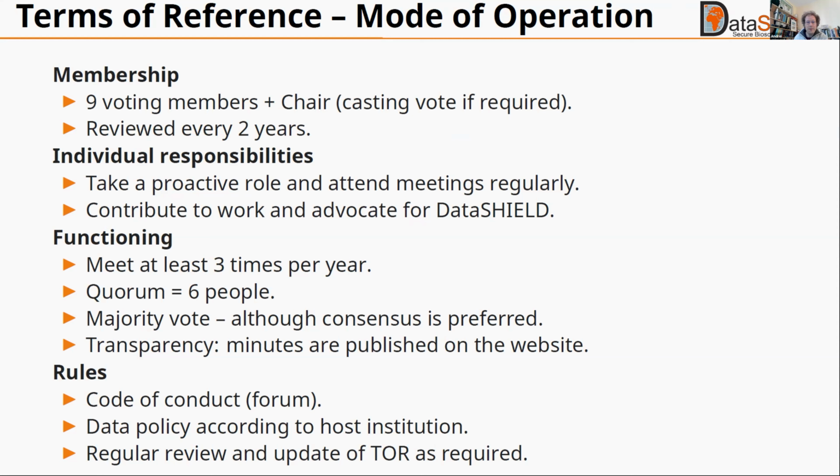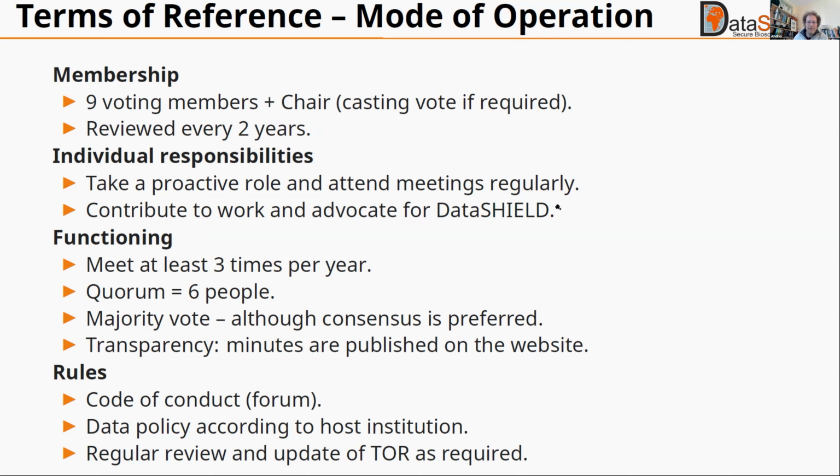The individual responsibilities of the members are to take a proactive role, to attend meetings regularly, to contribute to the workload of the DAB, and to advocate for DataSHIELD more broadly. In terms of our functioning, we meet at least 3 times per year. And in fact, this year we've met at least 5 or 6 times, I would say, to try and get things going. We've decided that the quorum would be 6 people in attendance at the meeting.